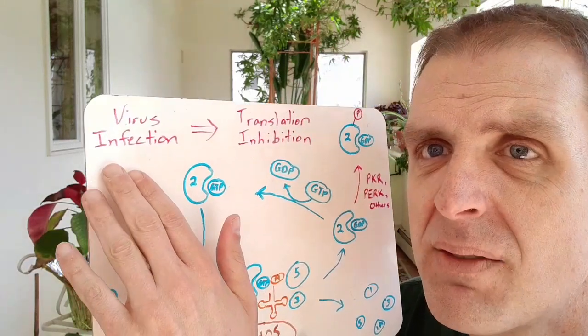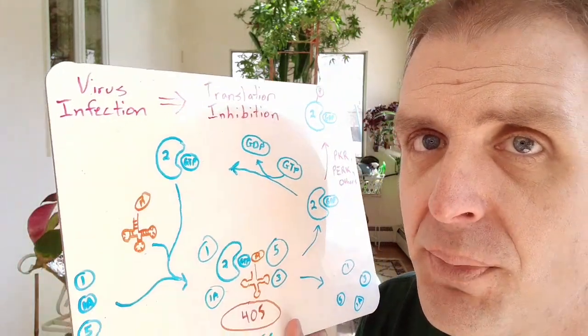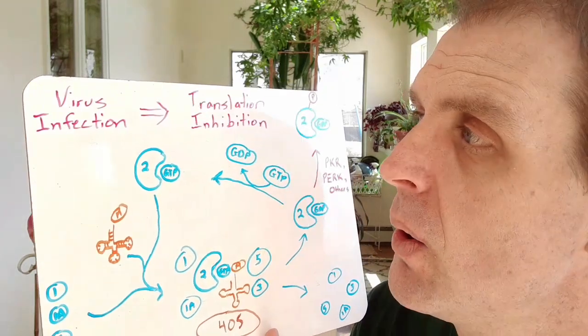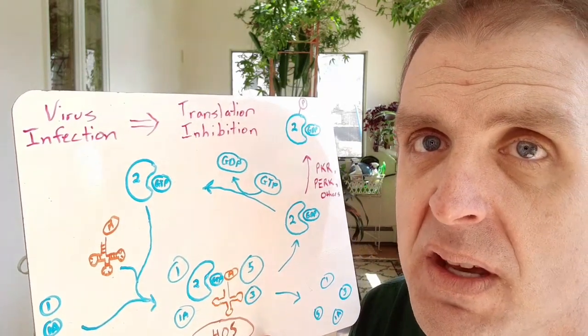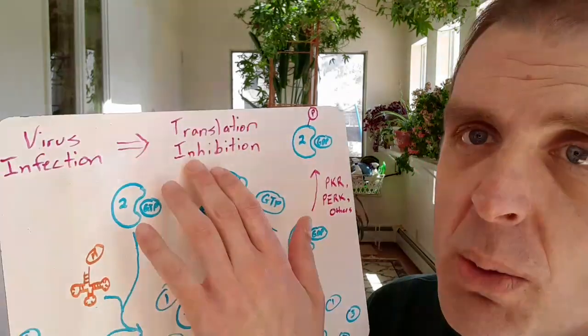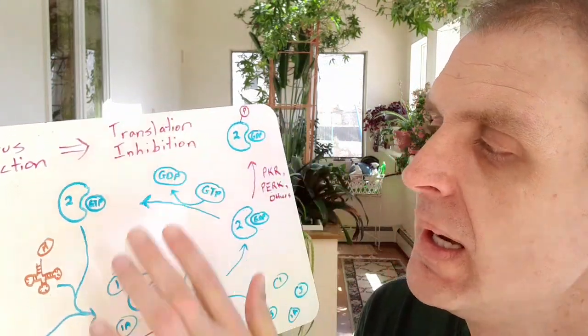So virus infections, either through detecting the double-stranded RNA or through detecting the ER stress, lead to global translation inhibition. It comes from the cell's inability to recycle all of its eIF proteins because of the phosphate put on eIF2. So there is global translation inhibition caused two different ways during a virus infection.